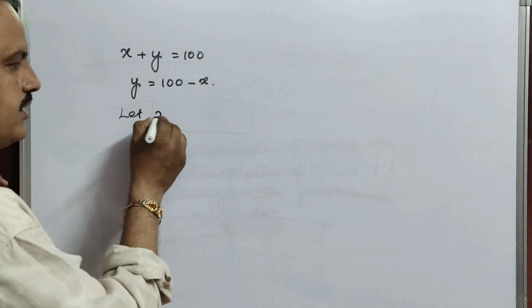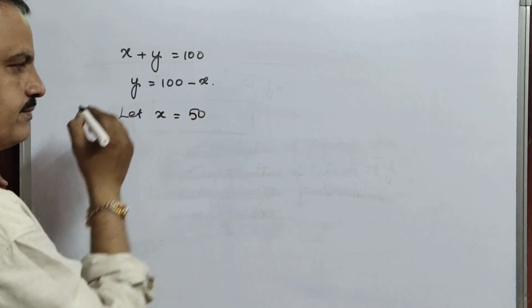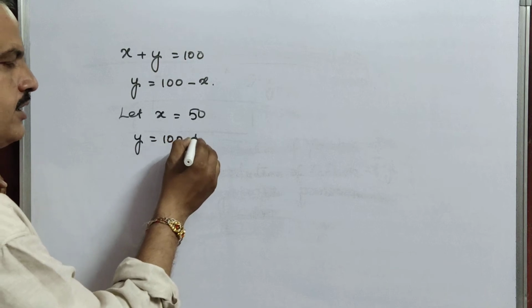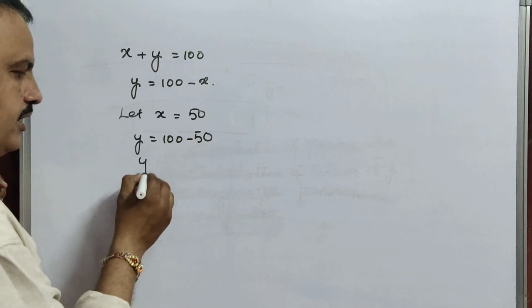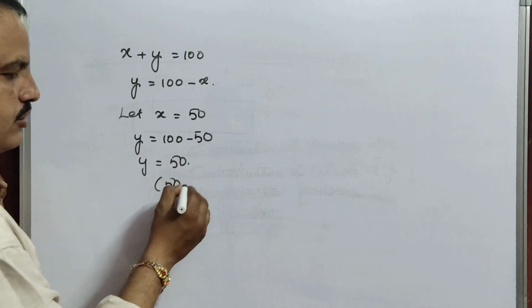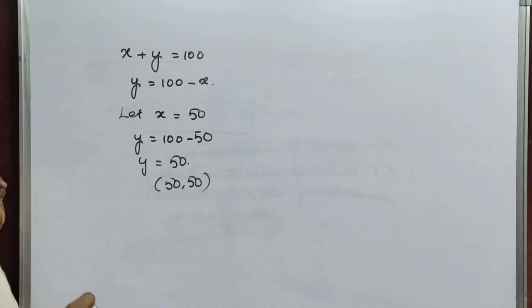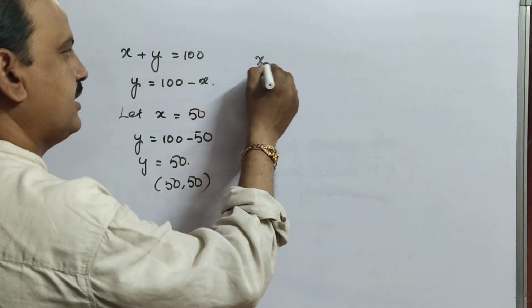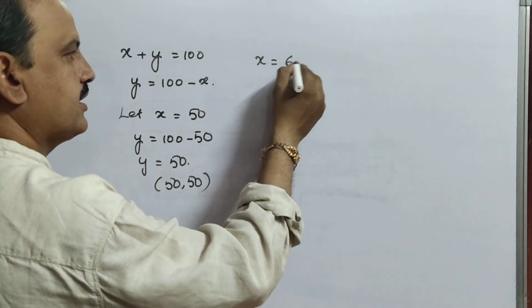Let x equals 50, then y equals 100 minus 50. So that is y equals 50. That means x equals 50, y equals 50. So 50 comma 50.